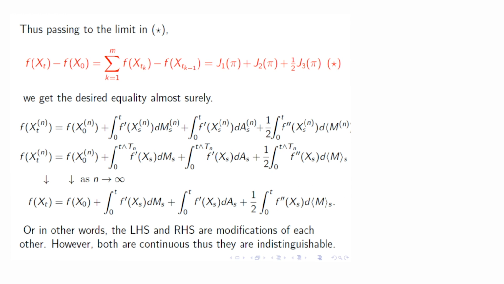The left hand side is a process and the right hand side is another process, and they are modifications of each other, because they are equal with probability 1 for each and every t. But we need to show that the probability that they are equal for all t is 1. However, since both sides are continuous processes, the modifications are therefore indistinguishable. So that is a proof of Ito's formula. Ito's formula is complete here.